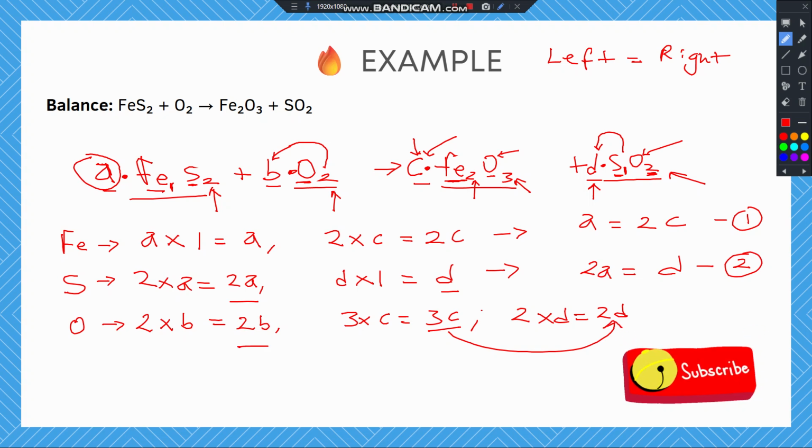So for the left hand side, we have 2B for oxygen, which is equal to the right hand side, which is 3C plus 2D. This is the third equation. I'm sure you saw how every bit of this was carried out. Alright, now that we have all 3 equations, the next thing to do is to pick one letter and assign a small whole number to it. Let's do that very quickly.